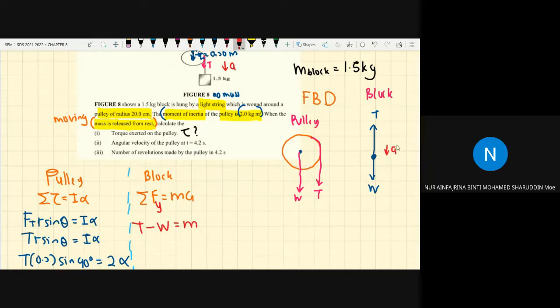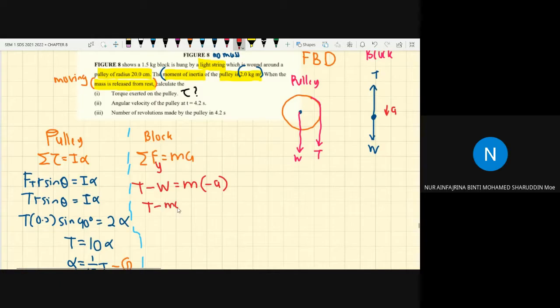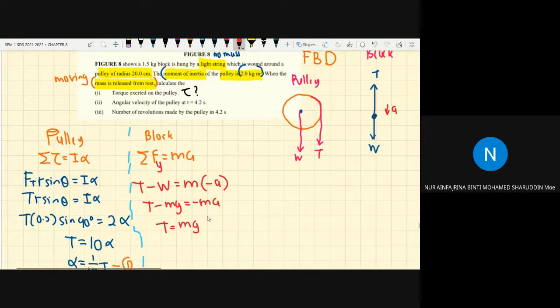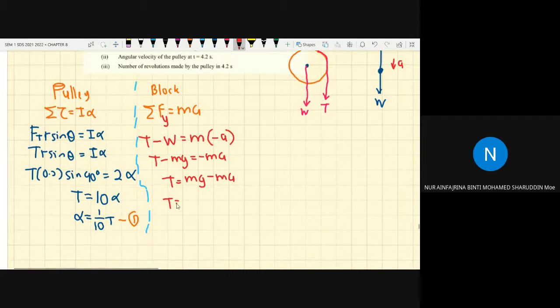But your acceleration pointed downwards, so negative a. So you akan dapat, susun balik je equation you. T minus mg equals to negative ma, ataupun you akan dapat T equals to mg minus ma. Okay, now just insert all the information you have.